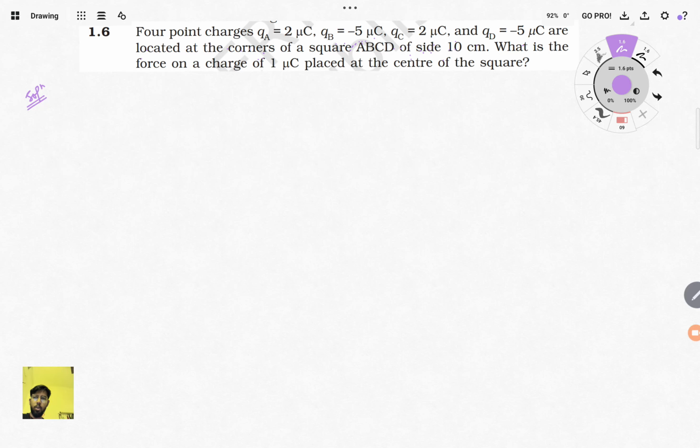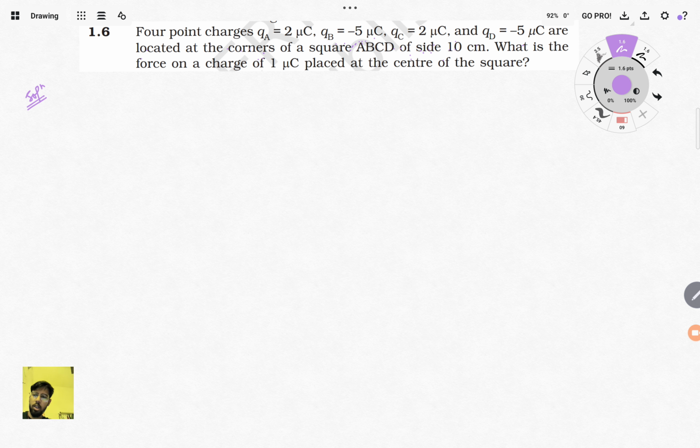So this is question number 1.6, and the chapter is Electric Charges and Fields, and we are going to solve this question. So first of all, read the question. What the question says: point charges QA equal to 2 microcoulomb, QB equal to minus 5 microcoulomb, QC equal to 2 microcoulomb, and QD equal to minus 5 microcoulomb are located at the corners of a square ABCD of side 10 centimeter. What is the force on a charge of 1 microcoulomb placed at the center of the square?